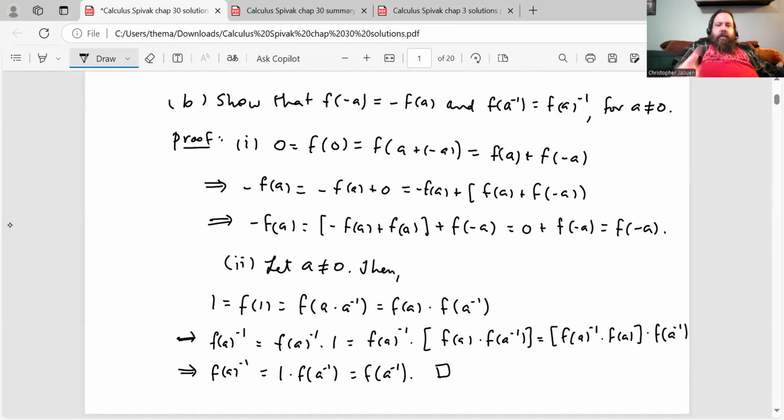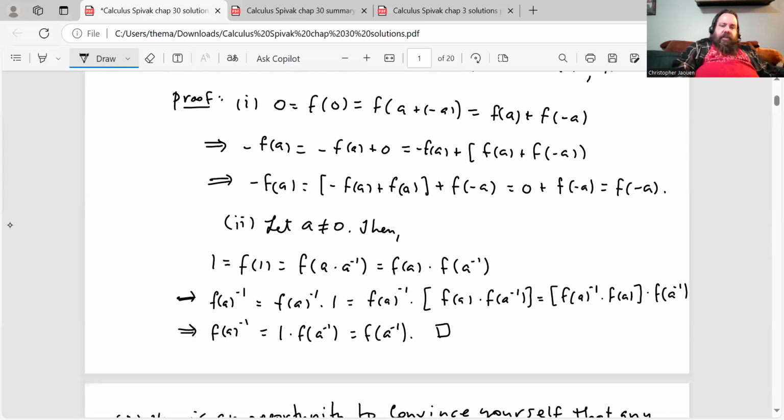By the previous part A, 0 we know is equal to f of 0 equals f of a plus minus a, which is equal to f of a plus f of minus a, which implies that negative f of a equals negative f of a plus 0, which is negative f of a plus f of a plus f of minus a, which implies negative f of a equals negative f of a plus f of a, in parentheses, plus f of minus a, which is 0 plus f of minus a equals f of minus a. Therefore, minus f of a equals f of minus a.